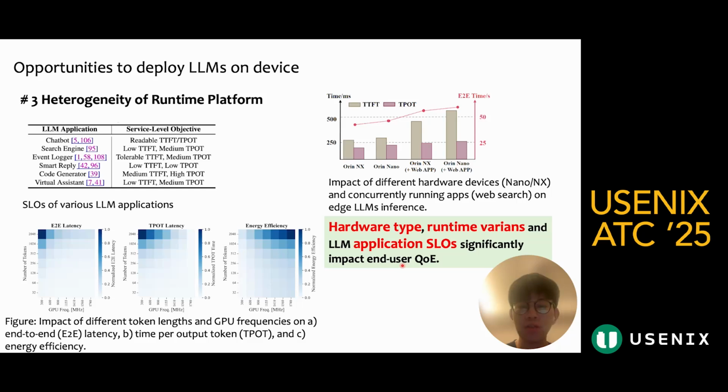QoE. And here we try to adjust the processor frequency to explore the impacts on the inference latency, end-to-end latency, per-token latency, and energy cost. So that is the frequency opportunity to optimize this inference from a system level.